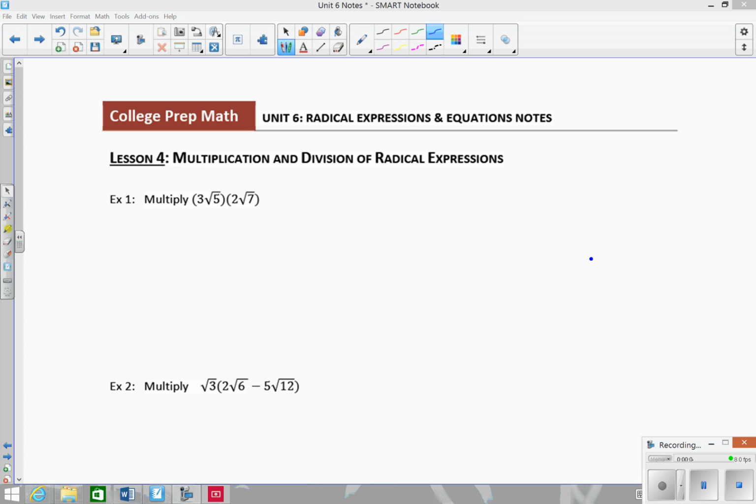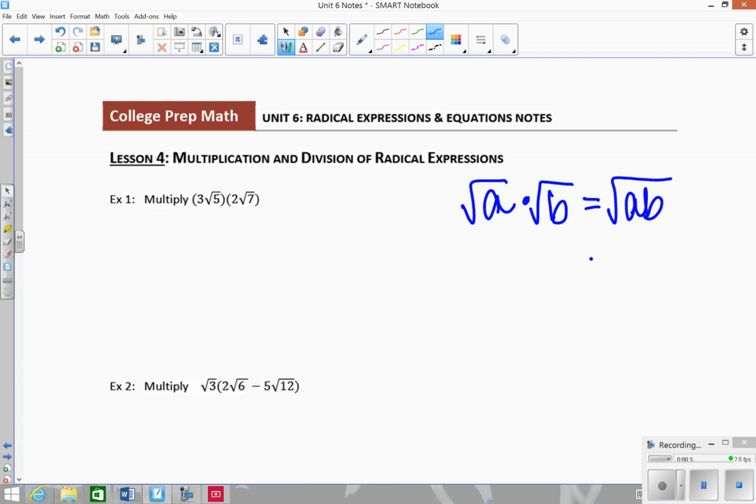In lesson 4, we're going to look at how to multiply and divide radical expressions. So one rule that we need to remember before we actually do this is that the square root of a times the square root of b is the same thing as the square root of a times b. So this rule is going to help us actually go through and multiply.